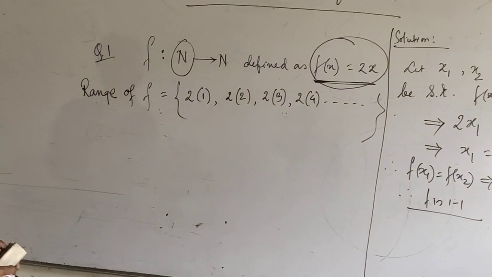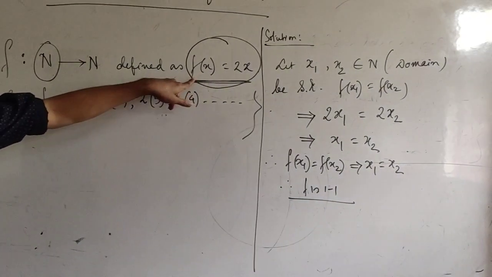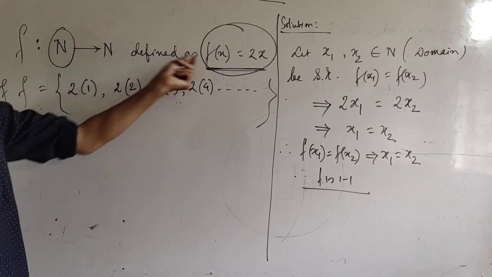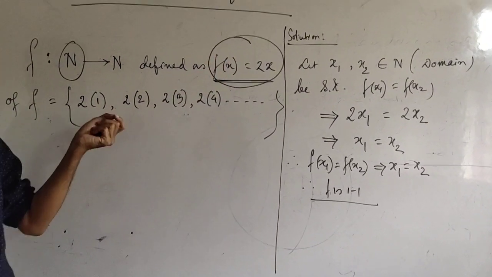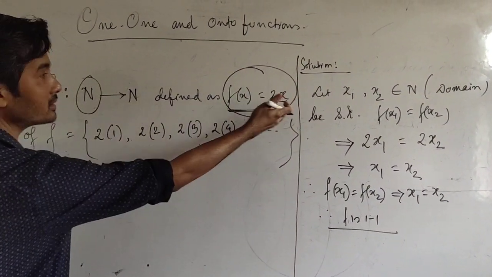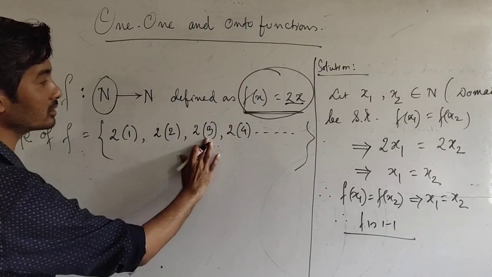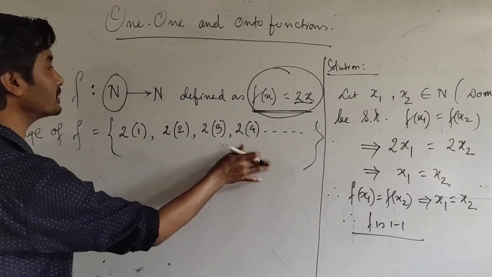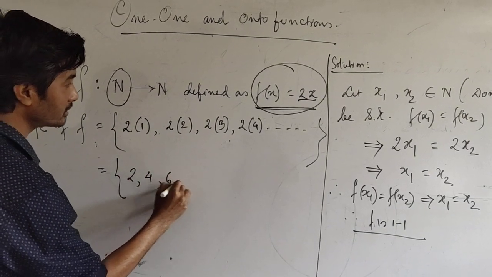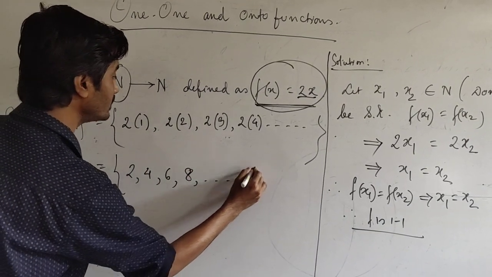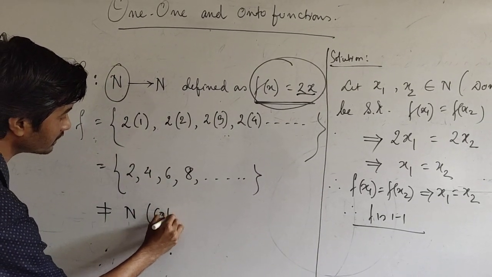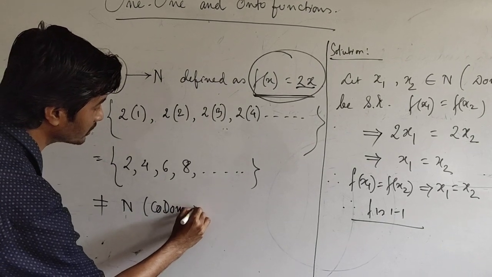Because once again you look at the definition of the function, the definition is f(x) equal to 2x. Here x will come from the set N, therefore x will take the values 1, 2, 3, 4, and so on. So in this way we can have 2x, the images are 2 into 1, 2 into 2, 2 into 3, 2 into 4, and so on. So these are the images for this function f. So this would give us 2, 4, 6, 8, and so on, which is not equal to the codomain, because as you know that for this function the codomain is N.